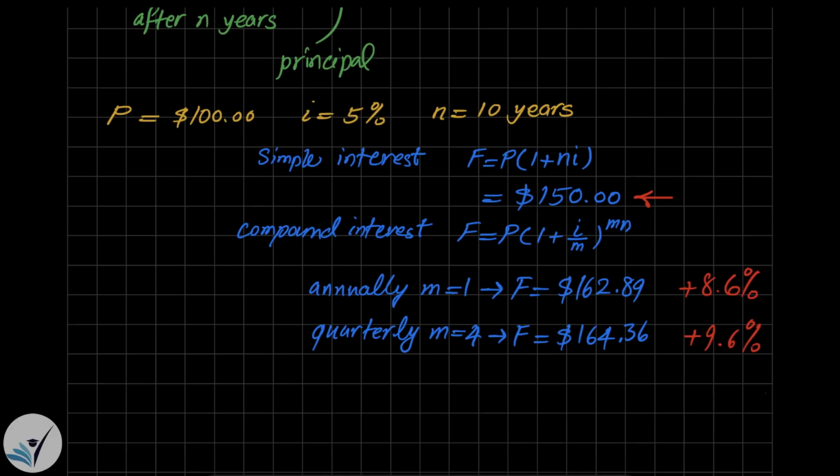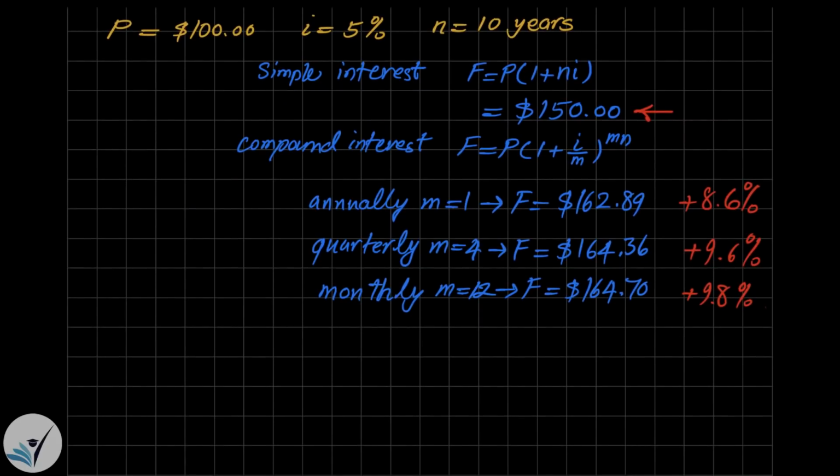In case of interest that is compounded monthly, m is equal to 12, and the total balance in the account after 10 years would be $164.70. And this value is 9.8% higher than the total balance in the account that pays simple interest.